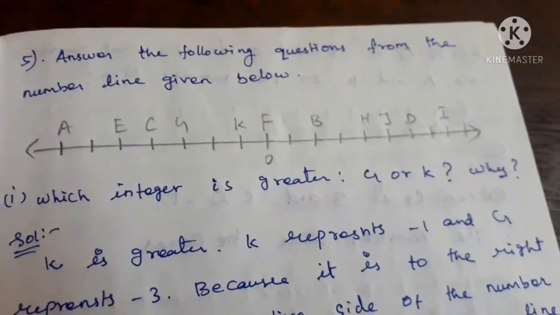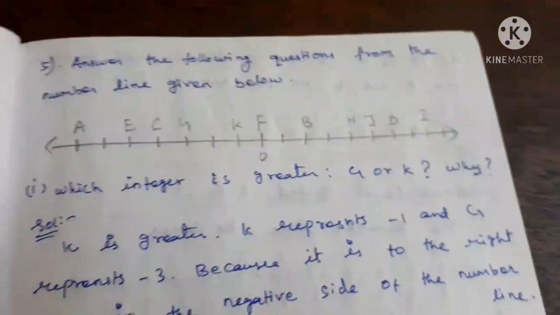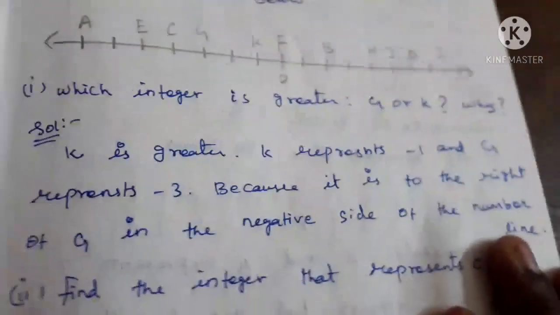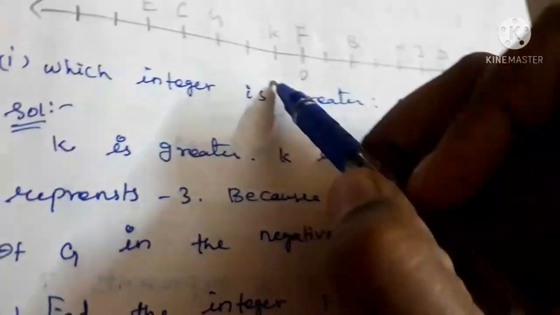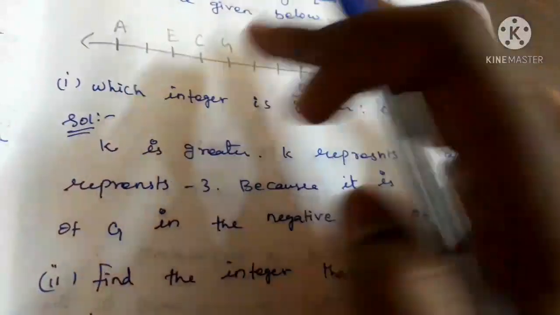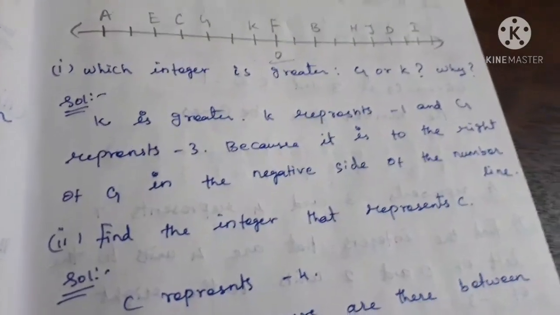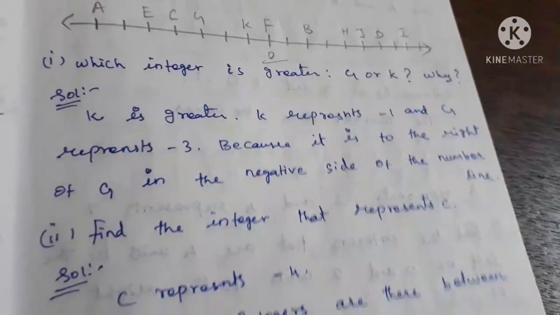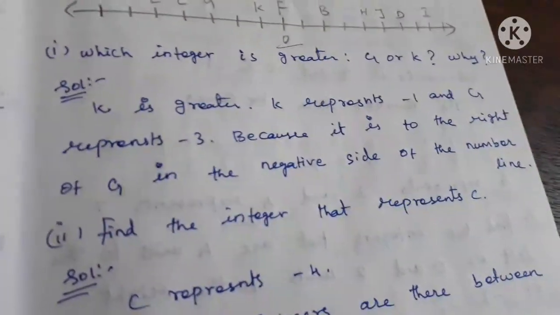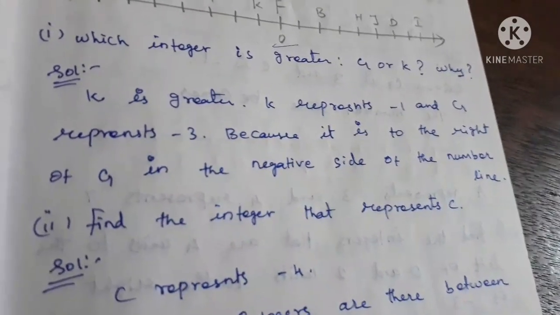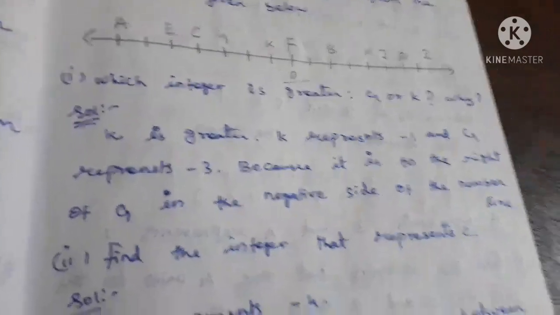Fifth question. Answer the following questions from the number line given below. We are going to answer some of the questions given below from the number line. Which integer is greater, G or K? Why? F is called 0. They are asking whether G is greater or K is greater, and they are asking the question why. So what will we write as the answer? K is greater because K represents -1 and G represents -3, because it is to the right of G on the negative side of the number line. So K is greater than G.